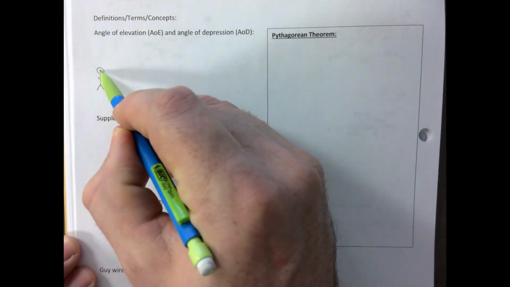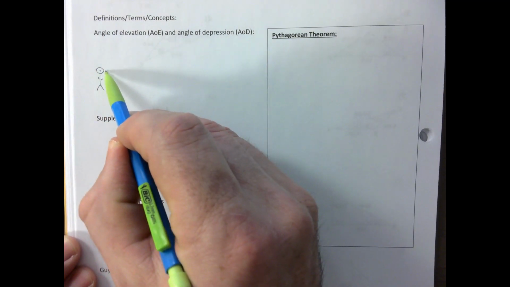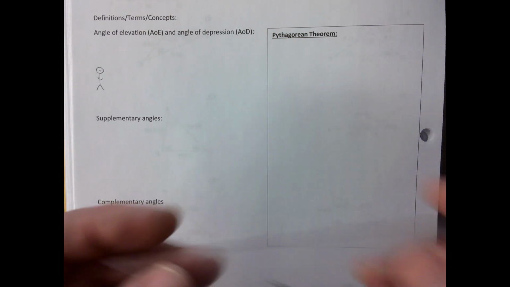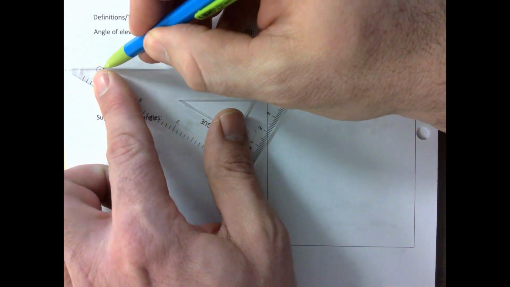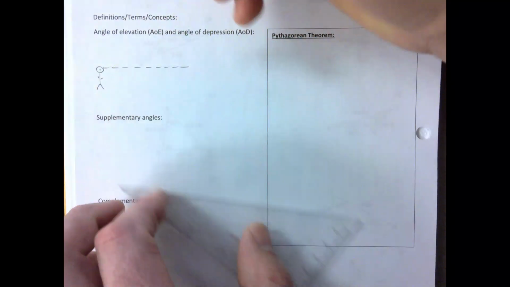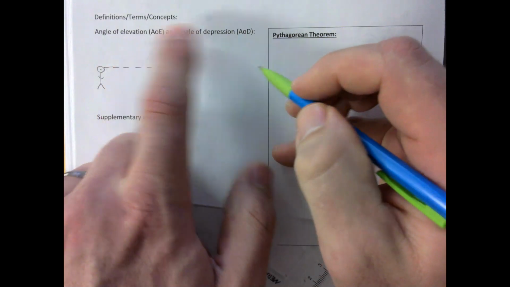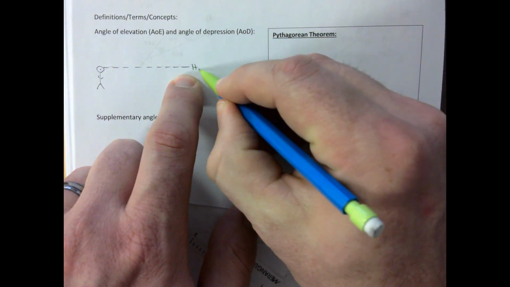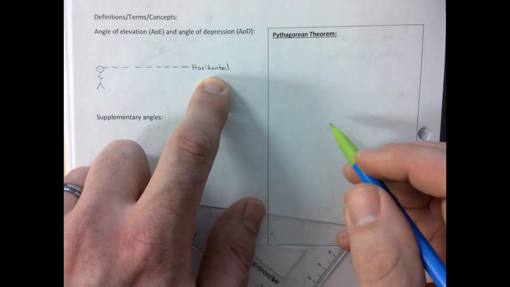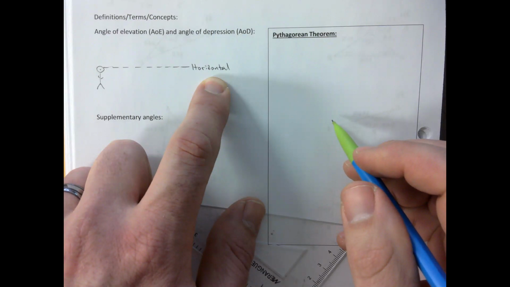If this is a person, there's always a horizontal line that you need to take into account. Okay, you need a horizontal line. When it comes to angle of elevation and depression, you always measure them with respect to a horizontal. Don't forget that. Not a vertical, a horizontal.